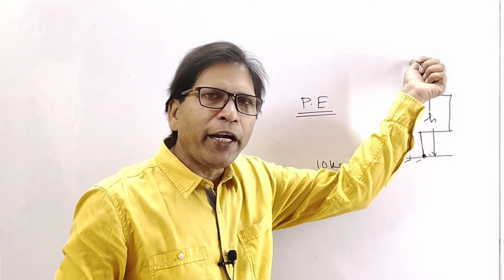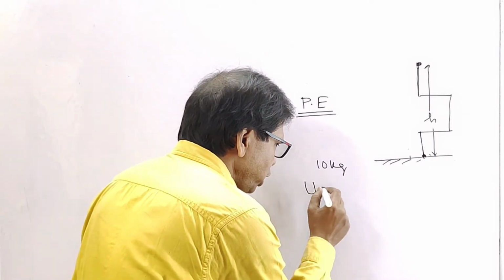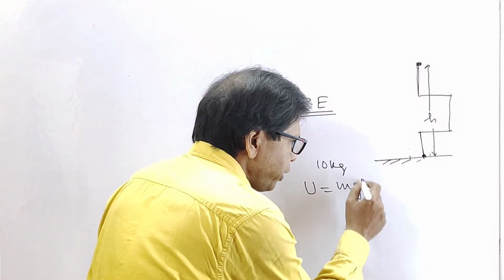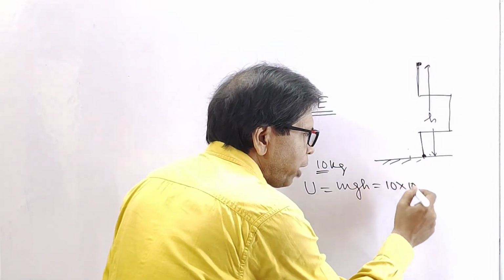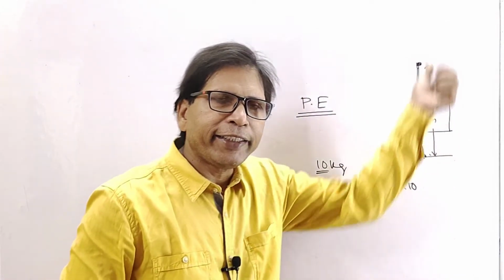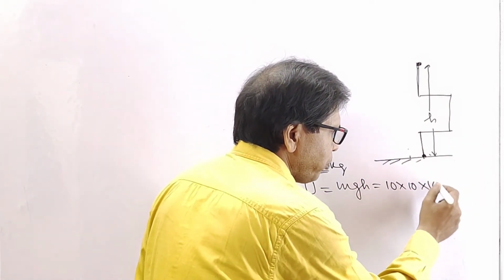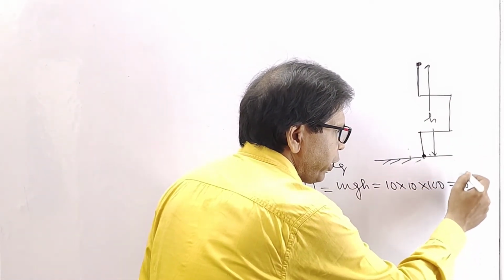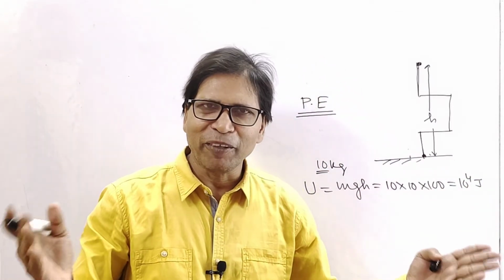Now, what is the potential energy of a body of mass 10 kg if it is brought to a height of 100 meters? Look at this. Here potential energy U is mgh. Here m equals 10 kg, g is 10 meters per second squared, and height h is 100 meters. So look at this, this is 10 to the power 4 joules, the potential energy of the body.